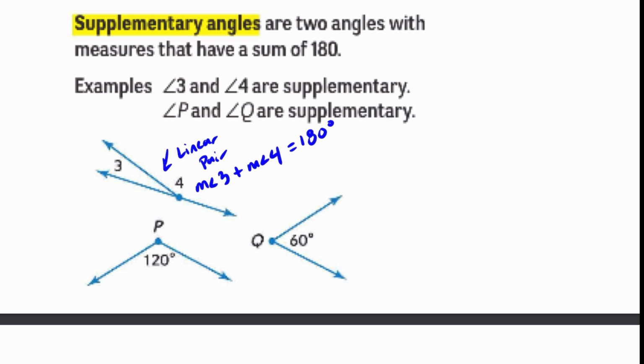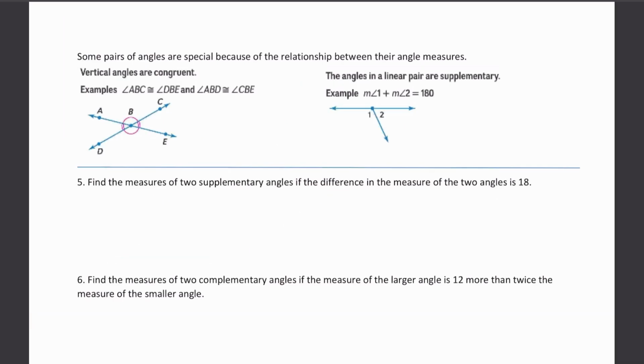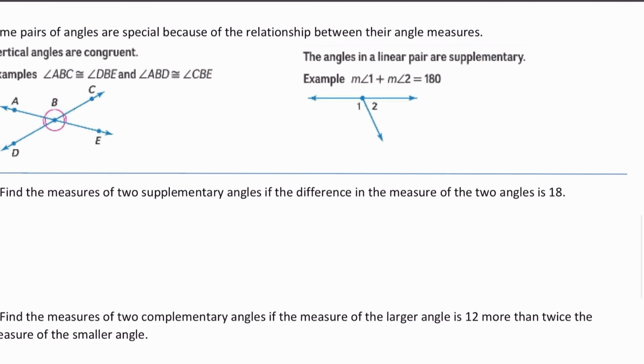And then if I'm looking at these two angles here, angle P and angle Q are supplementary. The measure of angle P is 120 degrees, and the measure of angle Q is 60 degrees. So if I add these two angles, which are not stuck to each other, but if I add these two angles up, what is that going to give me? It's going to give me 180 degrees. So we say that angle P is supplementary to angle Q. Okay, so let's go ahead and flip to the next page.